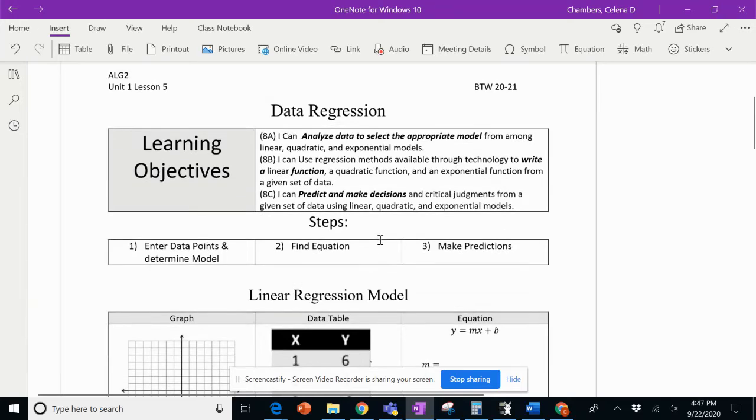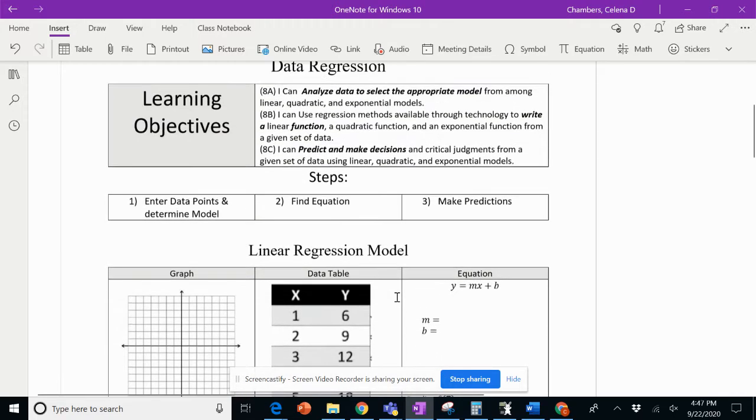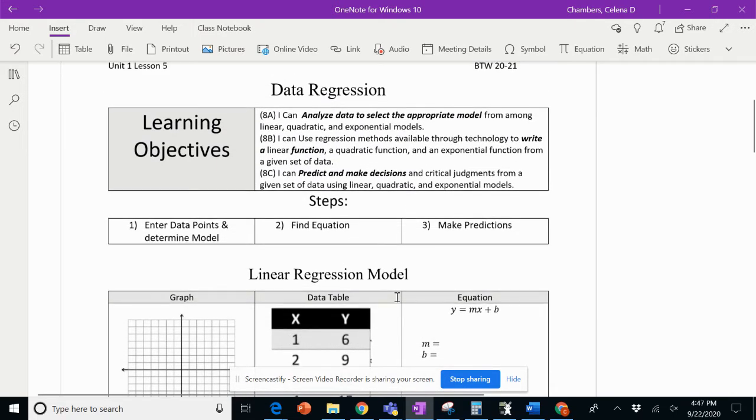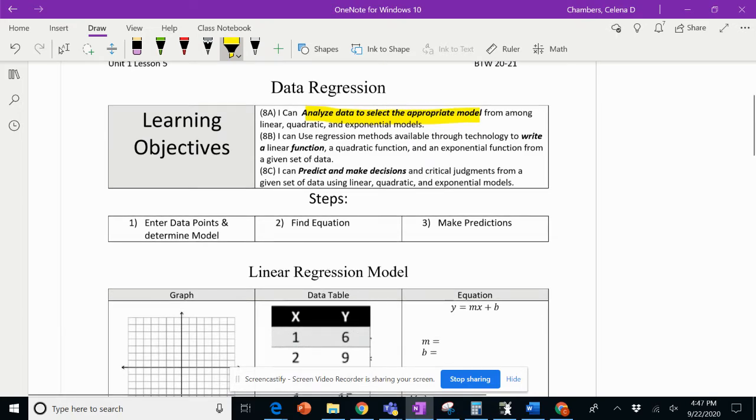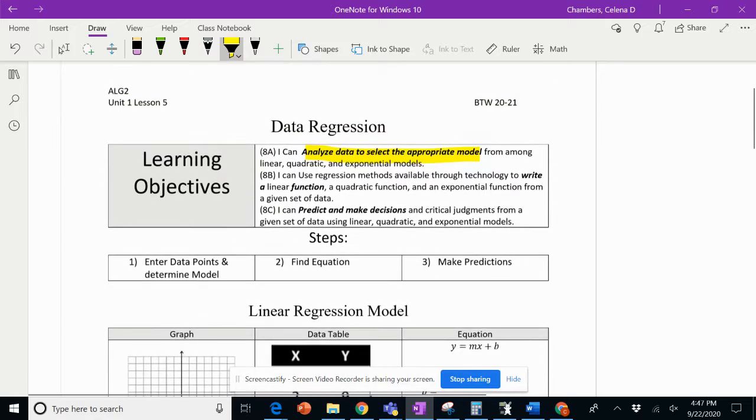Be taking notes on data regression. So data regression is just the relationship between data points. And by the end of class today, you will be able to first analyze data and select an appropriate model. So our models are linear, quadratic, and exponential.